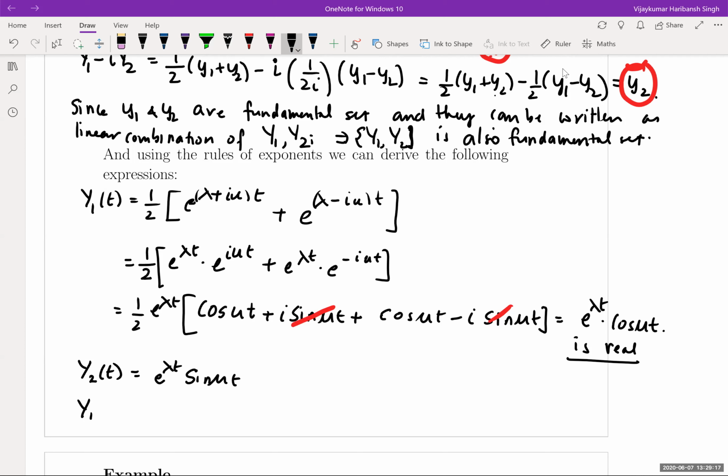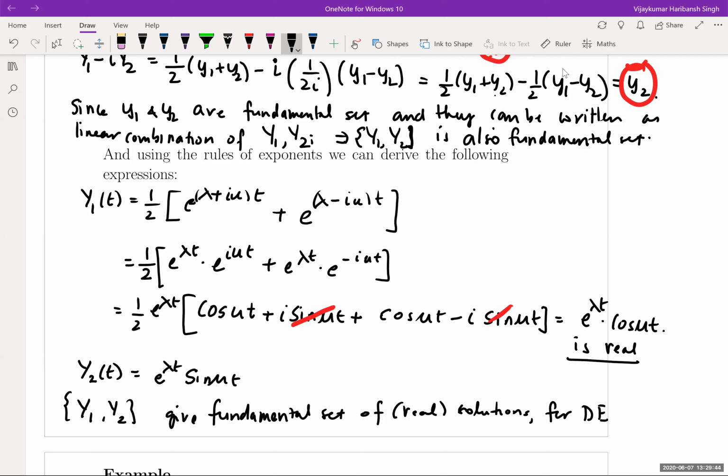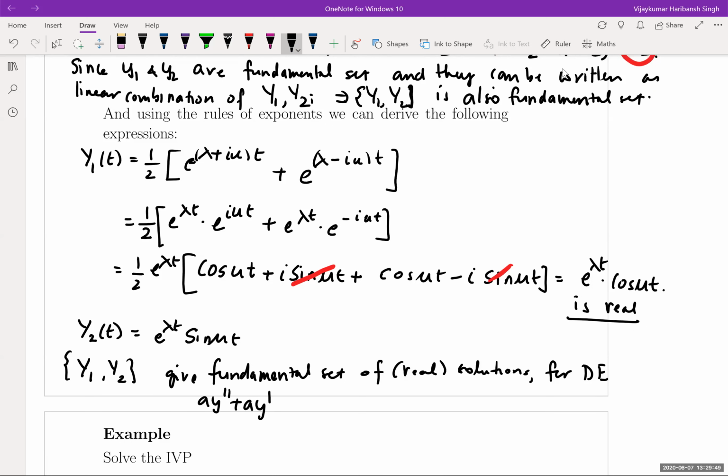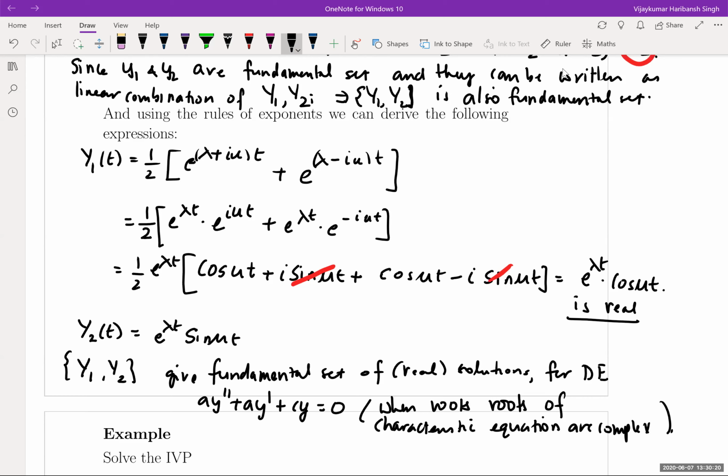So therefore, what do we get? We get y1 and y2 give a fundamental set of real solutions for the differential equation a y double prime plus b y prime plus c y equals 0 when the roots of the characteristic equation are complex, right? So we managed to get real valued functions.